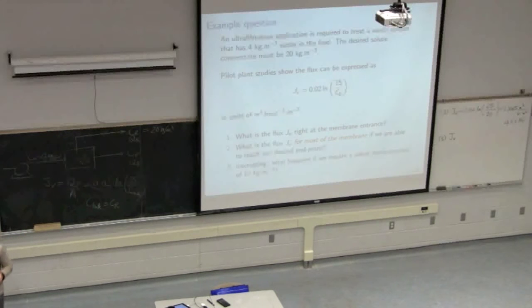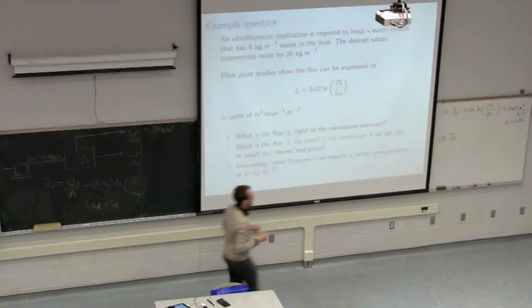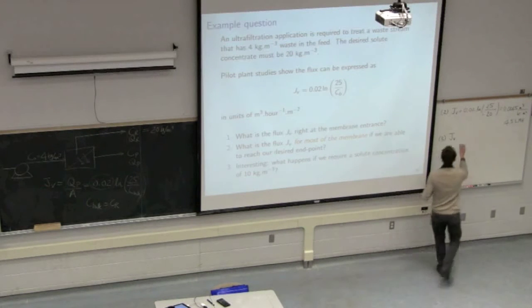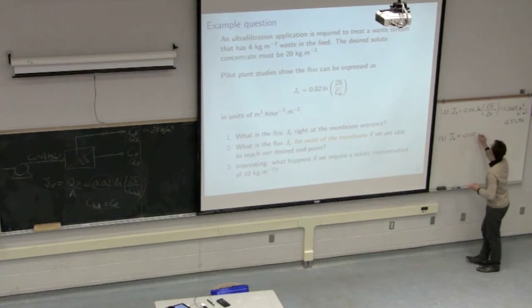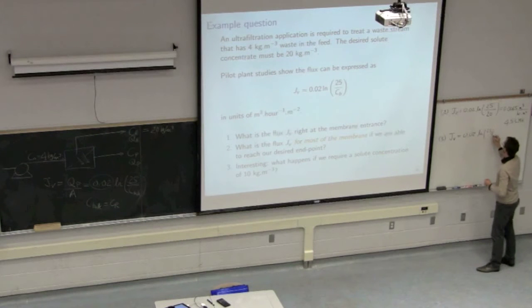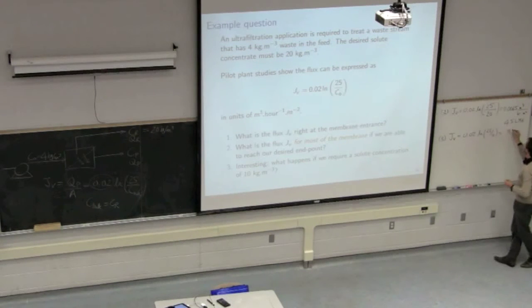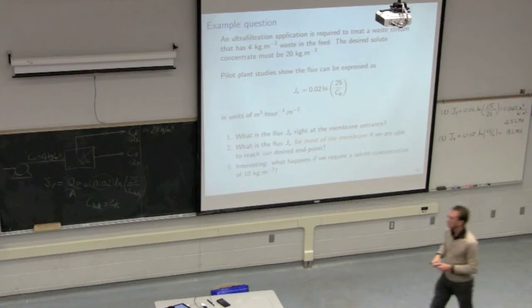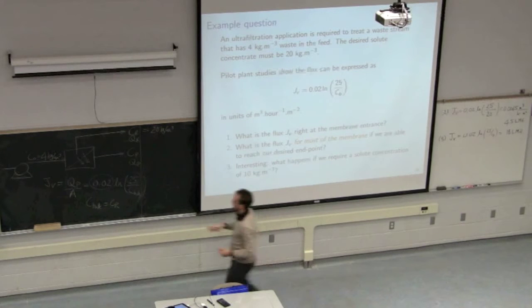How would you actually implement this? Right, the mathematical equation there doesn't tell you how you go and change your system. So I can sub in the numbers for you, 0.02 log of 25 over 10, and the answer is 18 LMH. Recycle some of your permeate back.